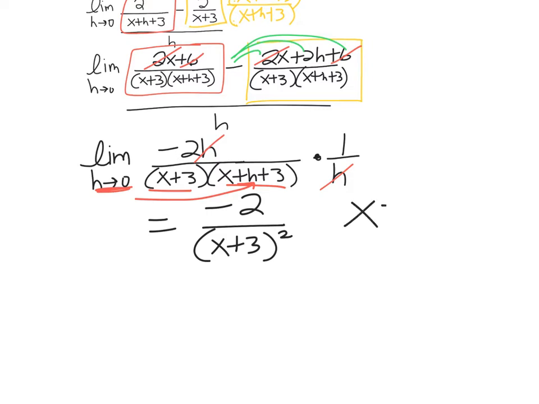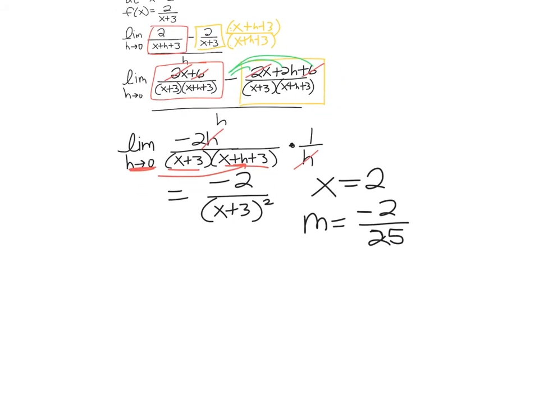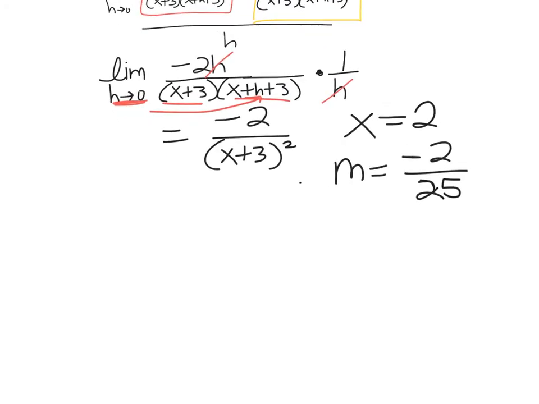Now, what was the x value I gave us way back when? x equals 2. So let's take 2 and plug it in. And so the slope when x is 2 is going to be -2 over 25. And that would be the slope of the tangent. Okay? That would probably be part A.